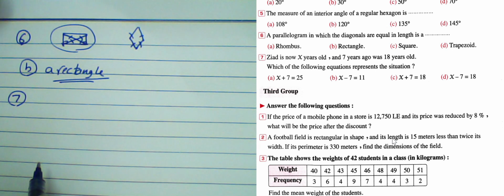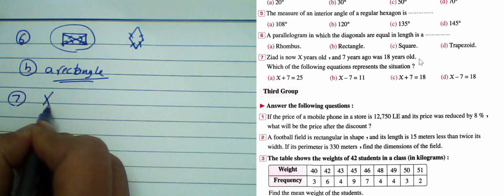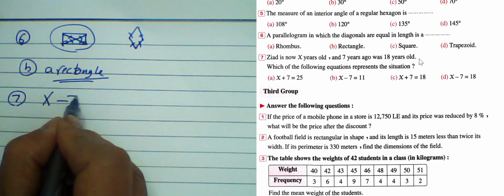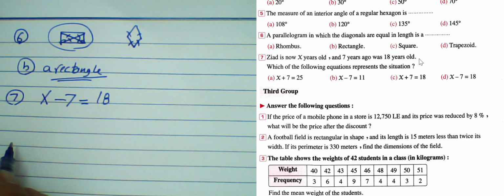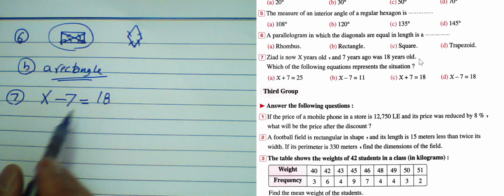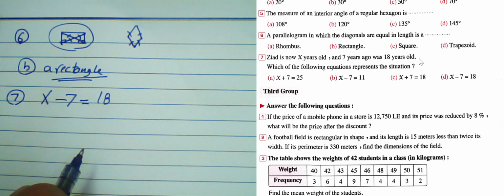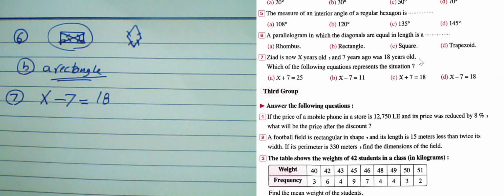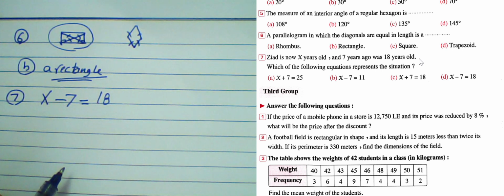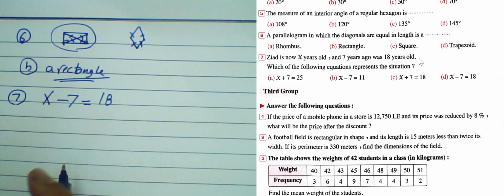Question number 7. Ziad is now X years old and 7 years ago was 18. It means X subtract 7 equals 18. So the age X minus 7 equals 18. This relation tells me the age of Ziad from 7 years ago. X subtract 7 equals 18. We can choose letter D.